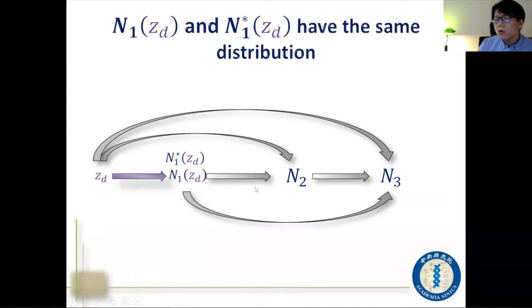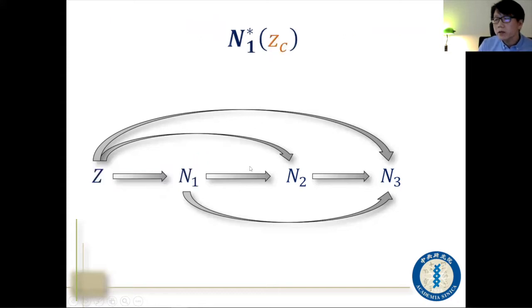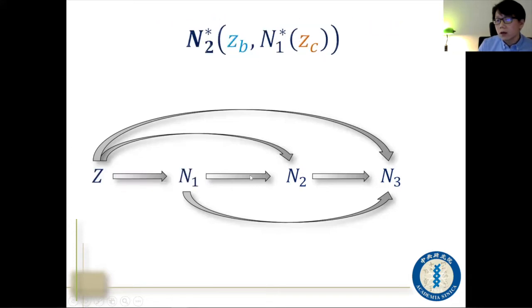And N1 of Z D is a random variable, okay? And then it has a probability distribution, and N1 star is a random draw from this distribution. So in other words, N1 star and N1 share the same distribution, okay? And similarly for N1 star of Z, C, okay?